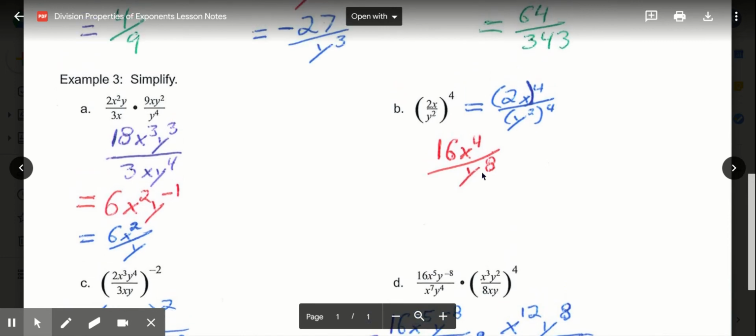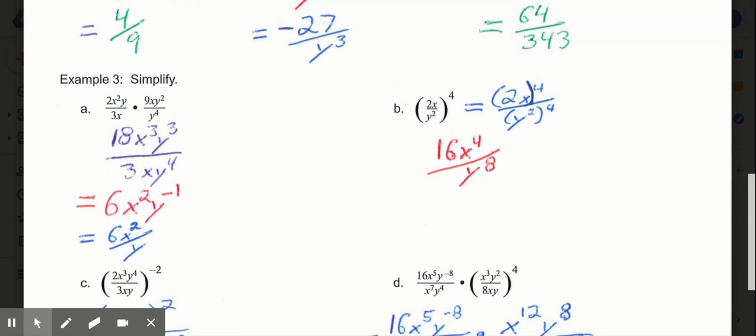Now in part B, we have a fraction going to a power. So I'm going to split my numerator and denominator first. So on top, I have 2x to the fourth. On bottom, I have y squared to the fourth.